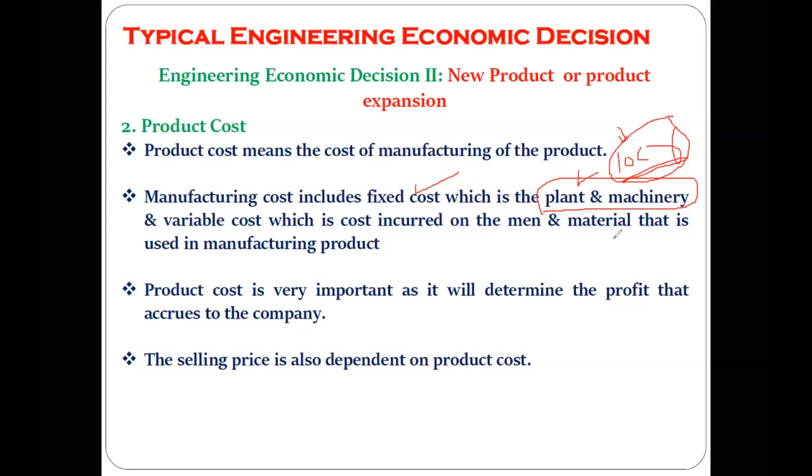And this will always be there related with their particular product cost, related to the men and material. Understood? So manufacturing cost includes the fixed cost, that is the cost related with the plant and the machinery, and the variable cost, which is the cost related with the men and the material, the raw material cost, etc. And using all these, your product cost is generated.